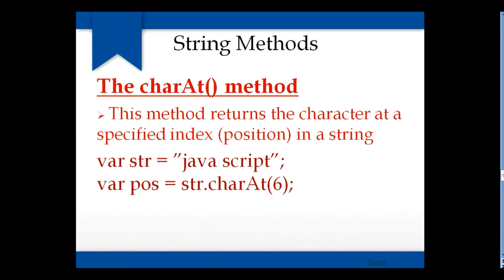Another method is the charAt method. This method returns the character at a specified index or position in a given string. For example, I initialized this string str with "JavaScript". Now I want to get the character which is at position 6. We know that the index starts with 0. So 0, 1, 2, 3, 4, 5, 6. C will be printed, the char at this position 6. We should start from 0.